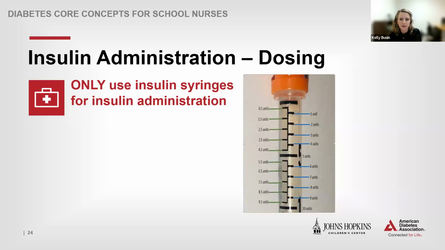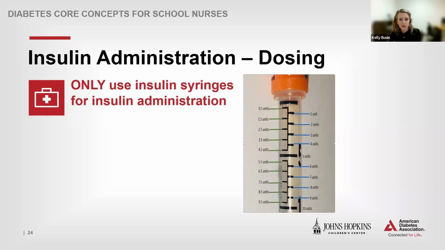So now that we've got our insulin dose, it's time to get it ready for administration. If you have a student who uses insulin syringes for their insulin administration, it is incredibly important that you only use insulin syringes to draw up your dose. Insulin syringes typically have an orange or red safety cap, and whenever parents bring in their child's diabetes supplies, it is important that you check to make sure they've given you the correct insulin syringes based on their rounding guidelines as well.